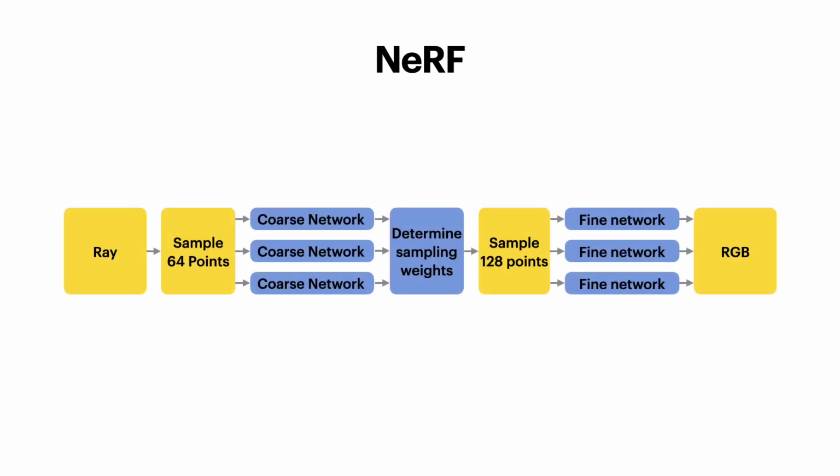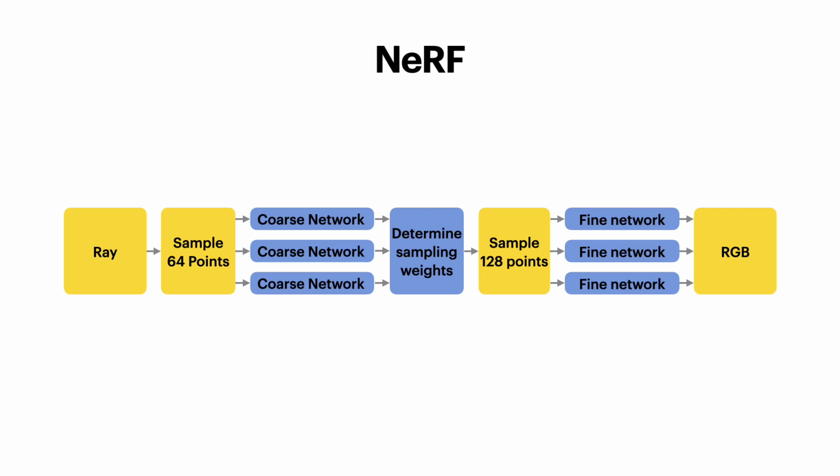The authors of the original paper mitigated this issue with so-called hierarchical sampling. The points are first sampled from a ray with a uniform distribution, and each point is evaluated with a coarse network. The coarse network determines where the volume of the rendered object is located along the ray. This, in turn, gives us the sampling distribution in the form of weights along the ray that can be used to sample further 128 points.